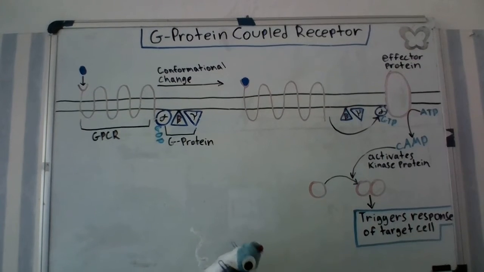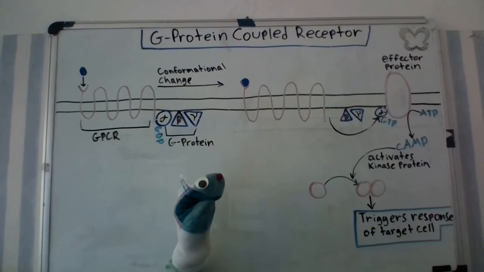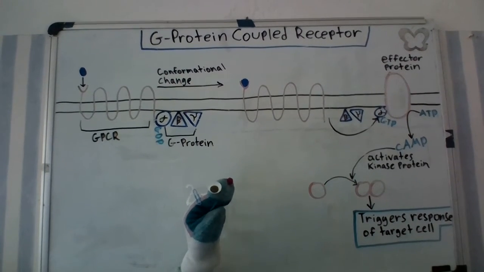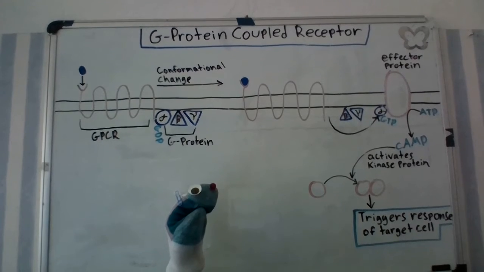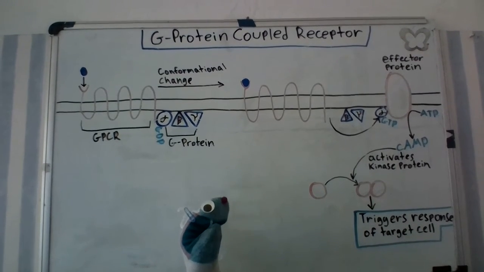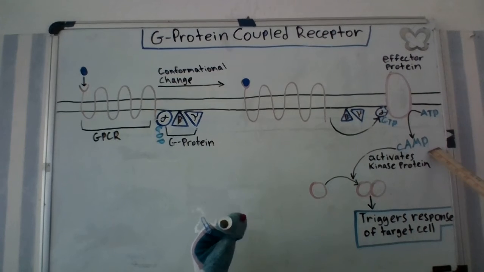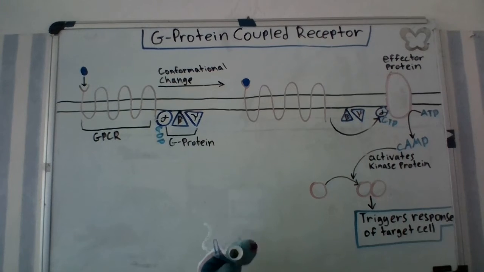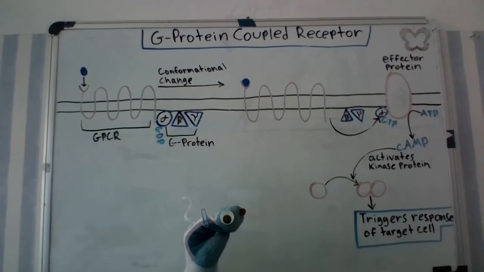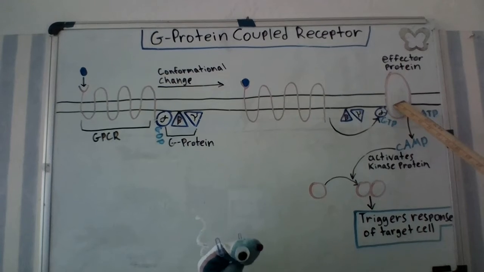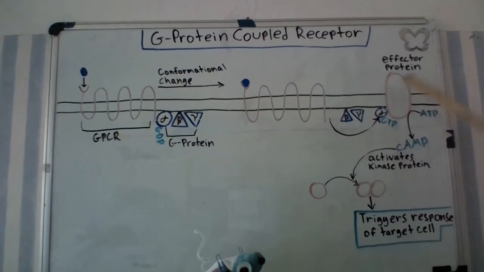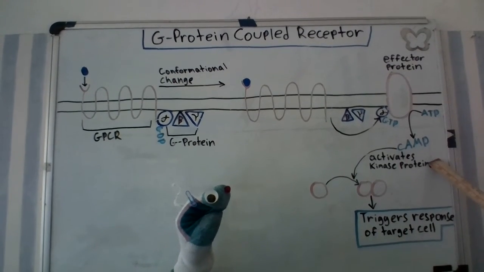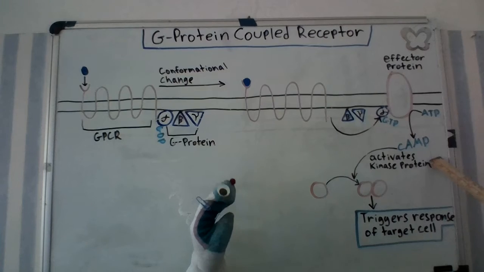One more wrinkle in this pickle is going to be how there are different types of alpha subunits. But I'm only going to focus on the alpha sub S and the alpha sub Q. If the subunit is alpha sub S, then the effector protein will produce cAMP like I just showed. However, if the alpha subunit is an alpha sub Q subunit, then it will lead to the activation of an effector protein called phospholipase C, or PLC, and the production of IP3 and DAG instead of cAMP.